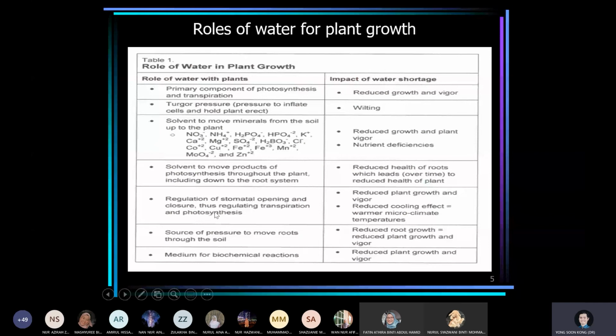Okay, next one is regulation of stoma opening and closure. Now I'm sure you know that the leaves of the plants also exchange gases through the stoma. How they open and close is by changes of water pressure near the stoma. Now, how exactly is that happening? I think I will leave that to the biology lecturers to explain.